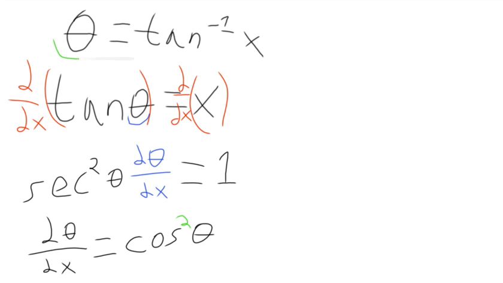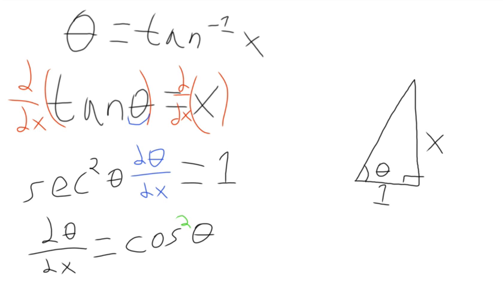Now we know that theta is equal to the inverse tangent of x, and we know that tangent of theta equals x. So we can draw a right triangle. Here's our right angle, put angle theta right here. So in a right triangle, tangent is opposite over adjacent. And we know that tangent of theta is x over 1. So opposite over adjacent is x over 1.